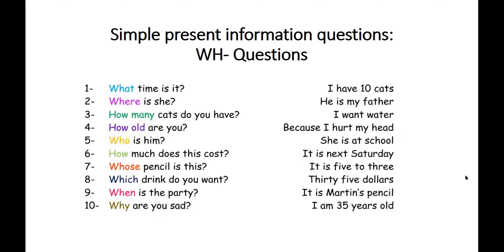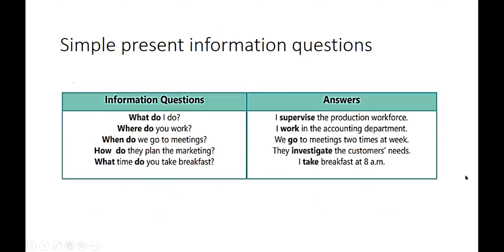Now, I am going to explain to you the use of simple present information questions. That's what we're doing right now. What are the words that we're using? We're using what, where, when, how, and what time. But in this case, we are using the auxiliary. What is the auxiliary that we're using here?